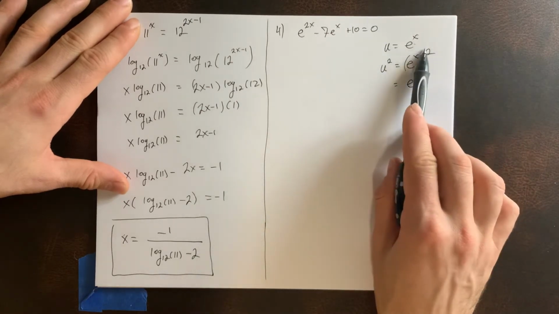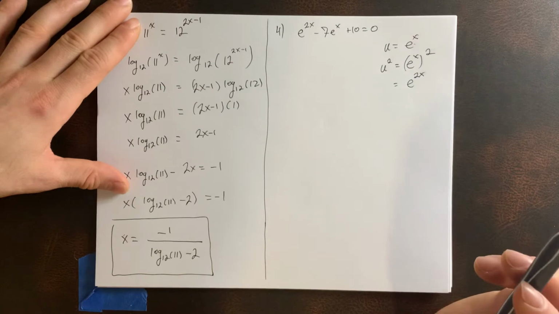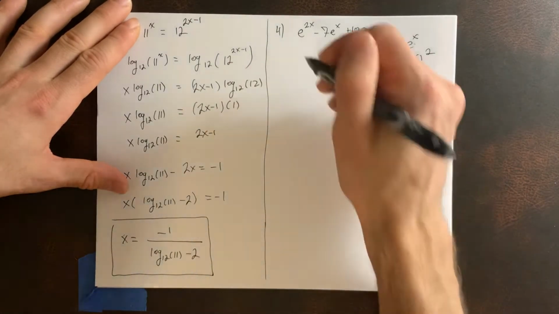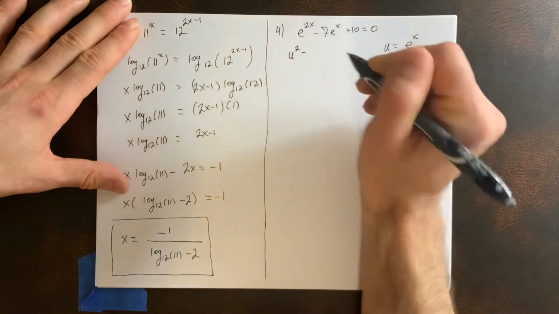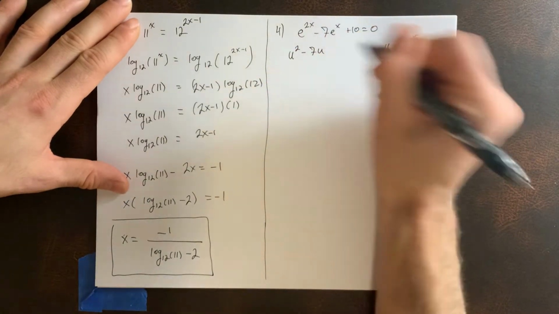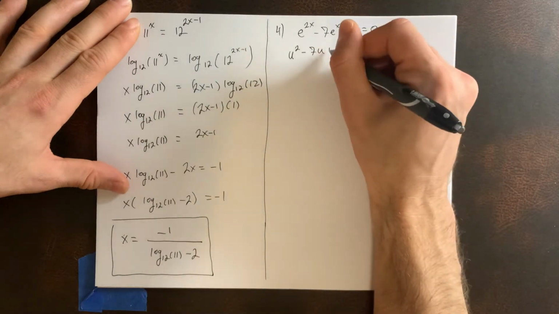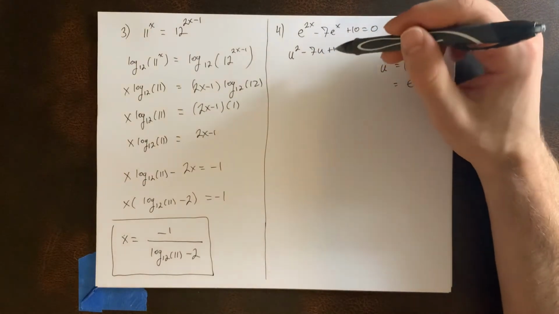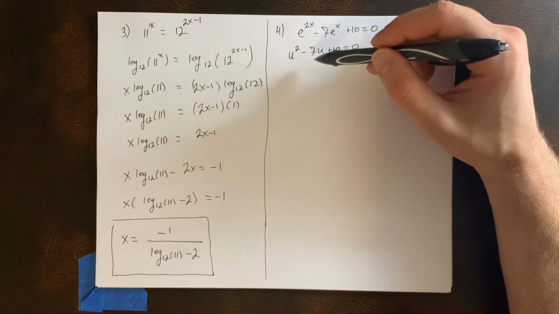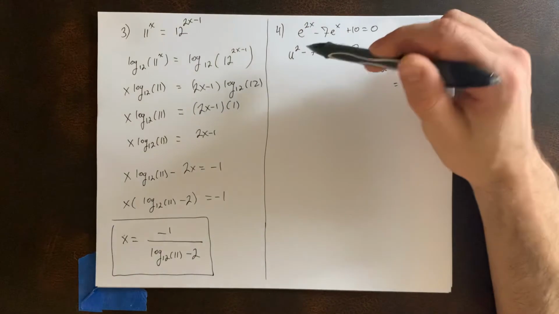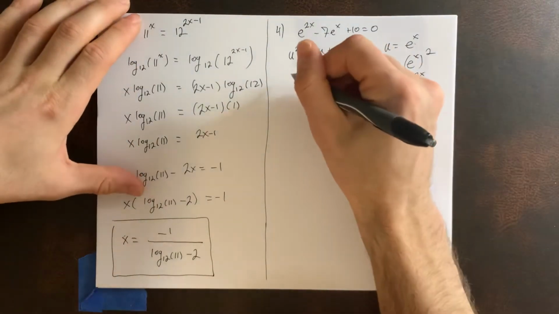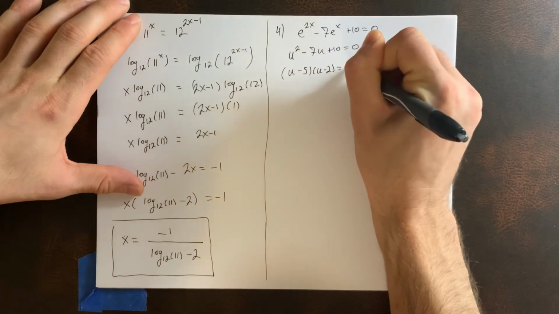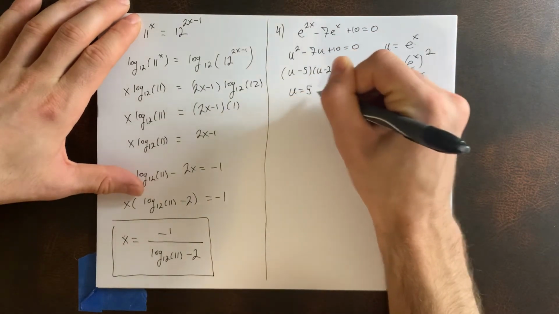So let's replace all of our e to the x's and e to the 2x's with u's and u squareds. Here's an e to the 2x, let's write that as u squared, minus 7. Here's an e to the x, just write that as u, then plus 10 is equal to 0. So now what we want to do first is solve this equation, which is easy. We've been solving this kind of equation since the first or second video. We can solve it through factoring: u minus 5, u minus 2. So then we get u is equal to 5, u is equal to 2.